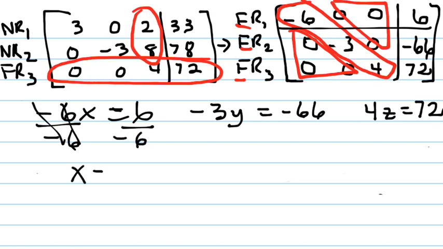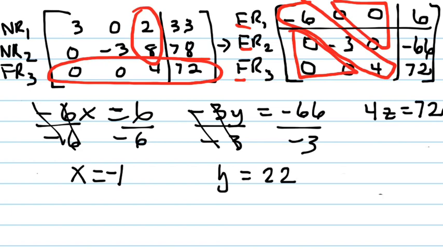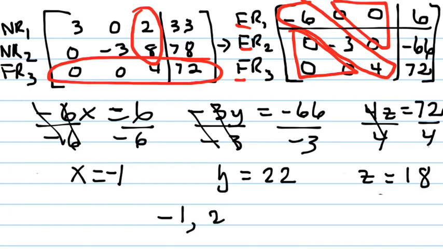That divides away, gives me x equals 1. That's a negative 1, sorry. Divide that by negative 3. Those will divide away, gives me y equals, what is that, 22? And yes, I'm using a calculator to make sure I get the right one. So we'll divide the last thing by 4, gives me z equals 18. So it's negative 1, comma, 22, comma, 18 as my answer.